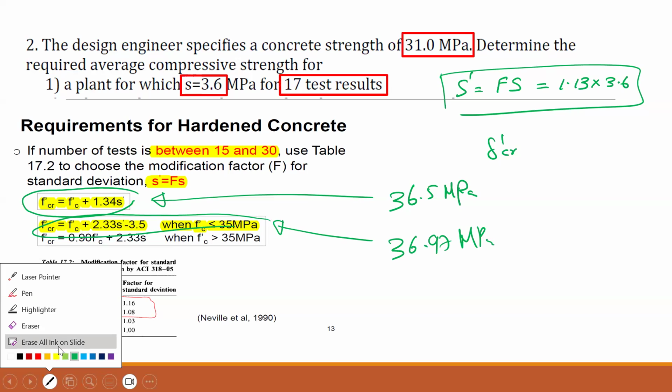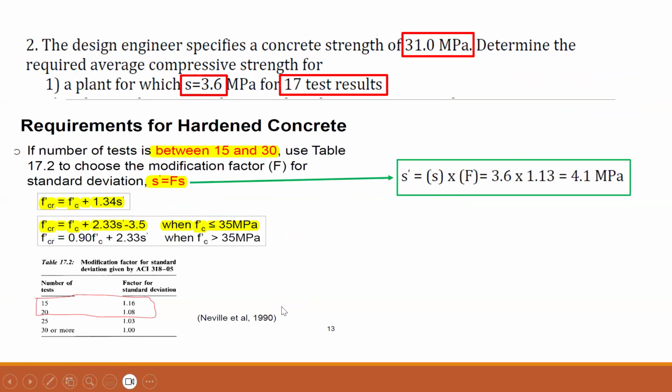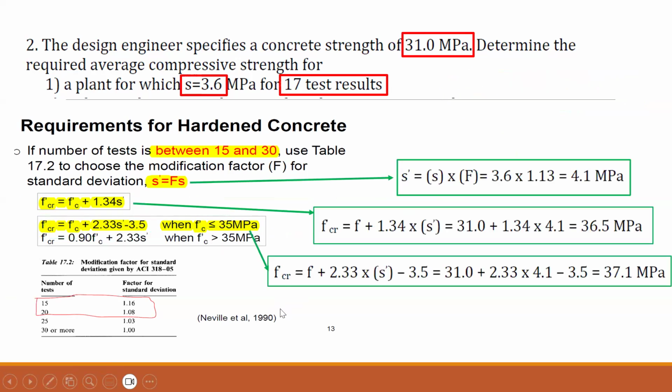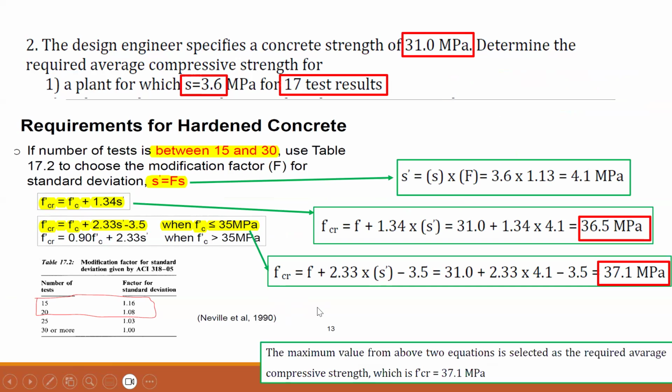Do you all get the same? This is what I got. Okay, which one to select? Higher one, which is 37.1. Do we have any question? No questions.